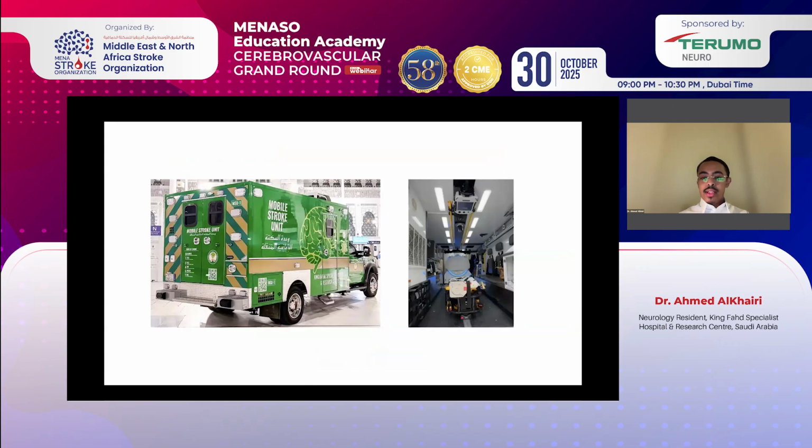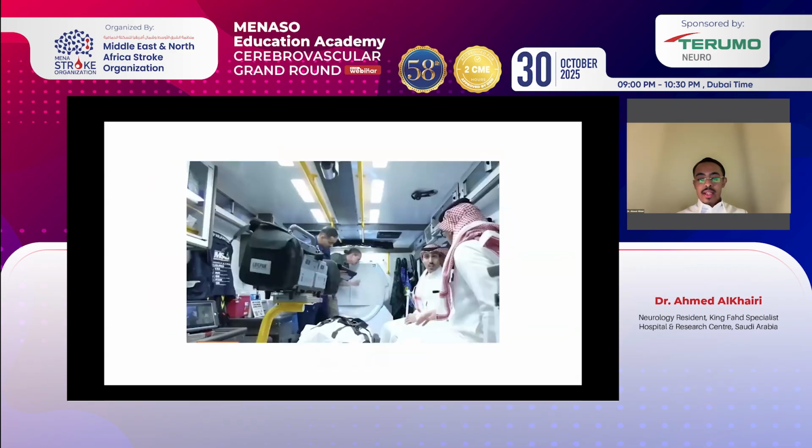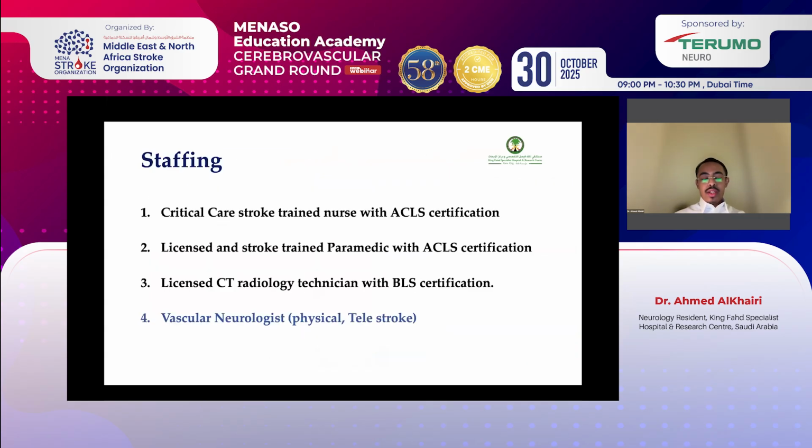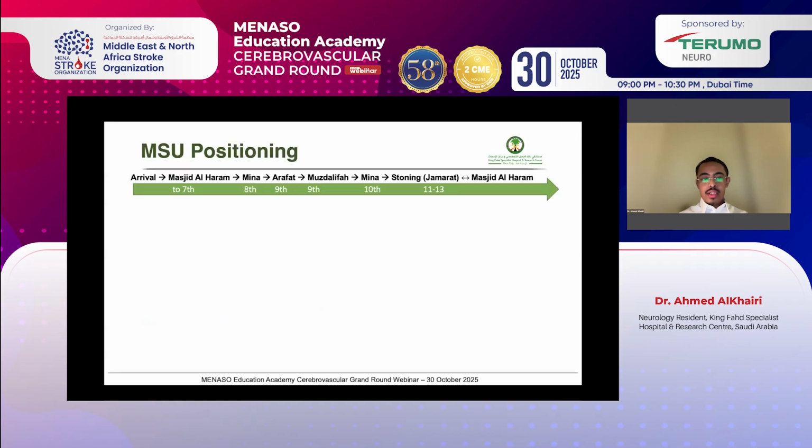So this is the King Fahd Specialist Hospital mobile stroke unit. We will not go into the details of what's inside and what's not. Basically, it's a mobile stroke unit with CT capability and point of care, and also with stroke box medicines. The staffing during Hajj was composed of a critical care stroke-trained nurse, a licensed and stroke-trained paramedic, a licensed CT tech, and vascular neurology, most of the time in person and sometimes through tele-stroke communications.